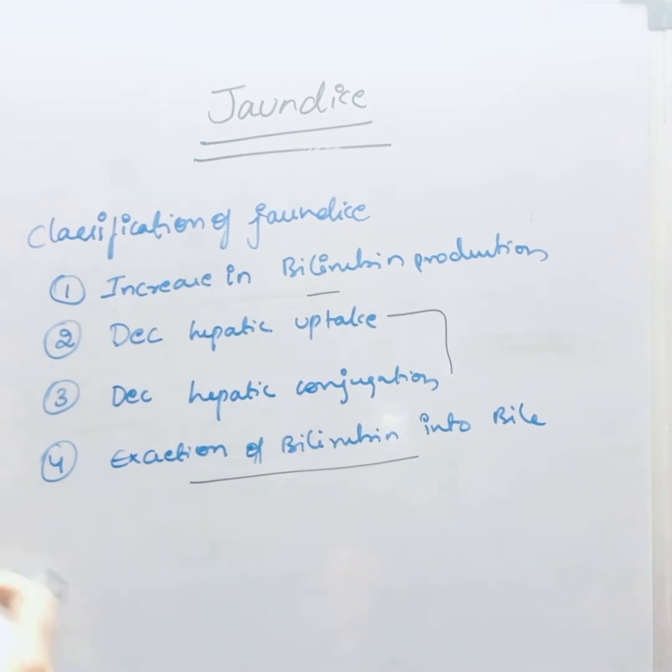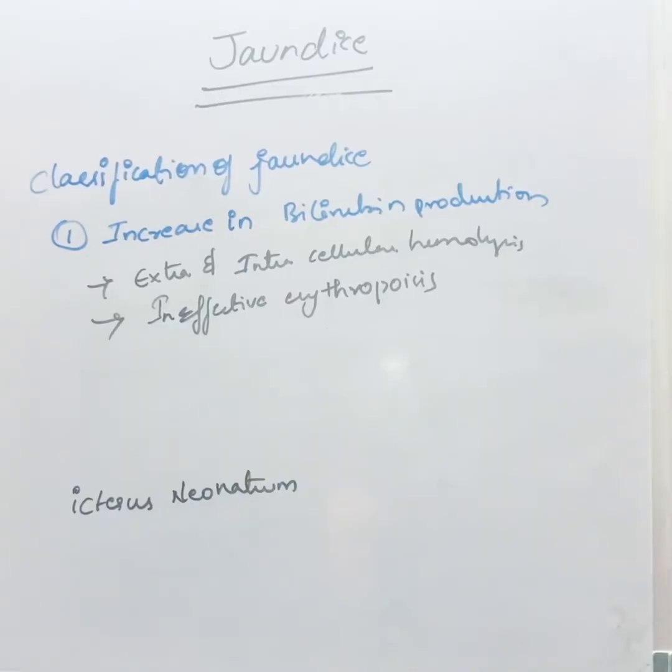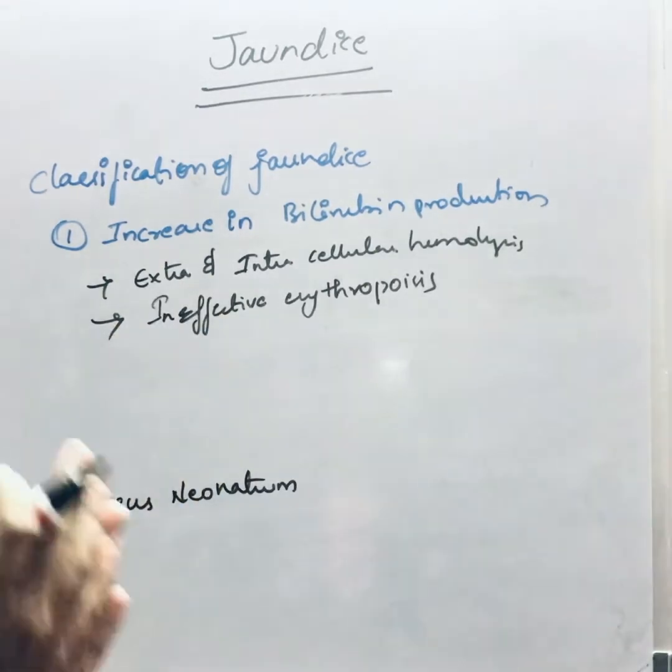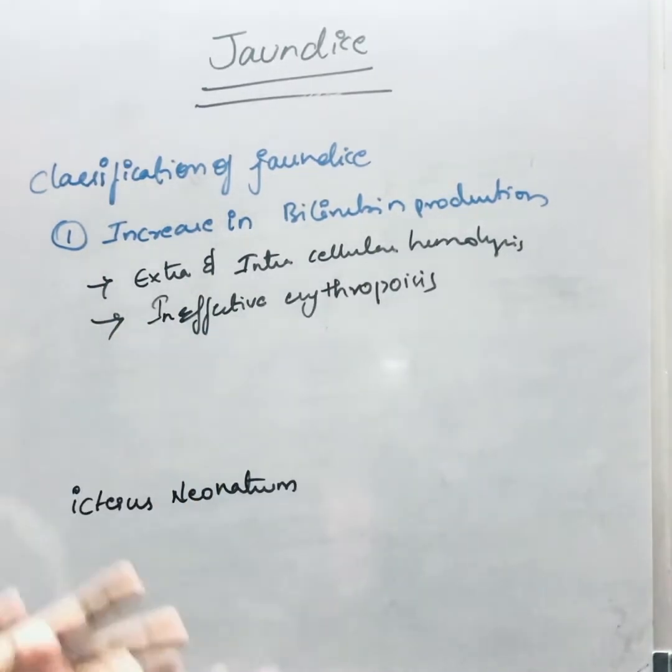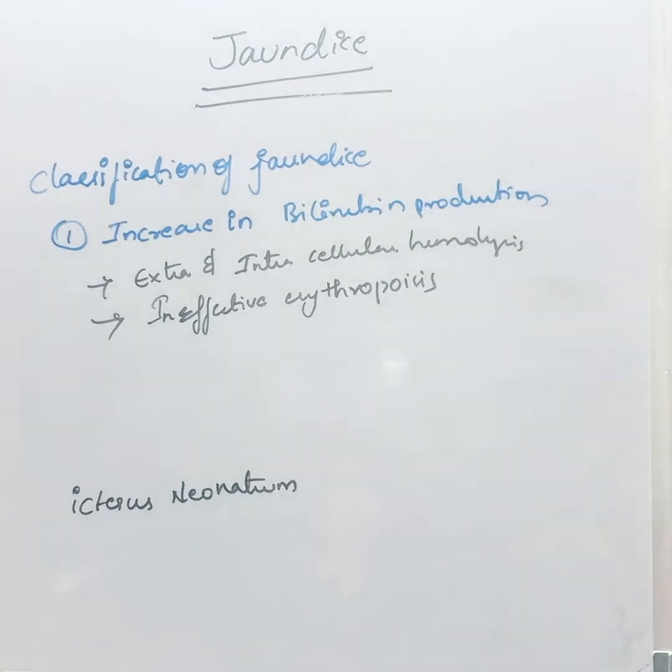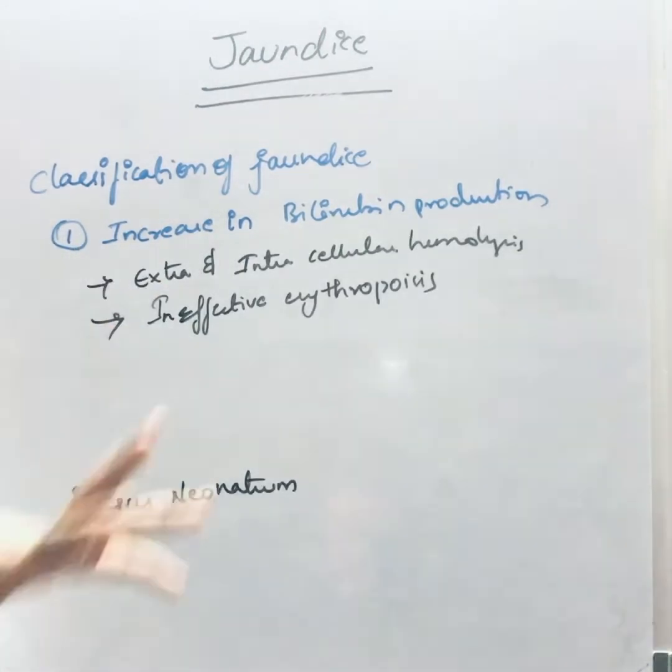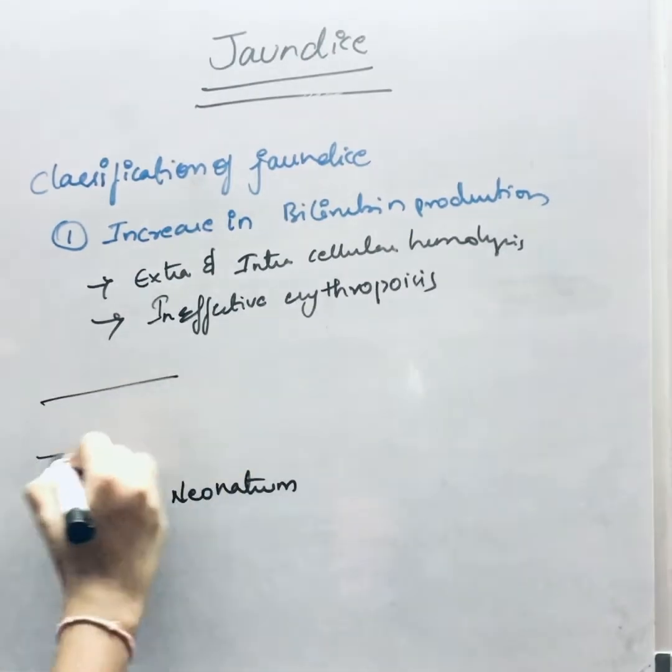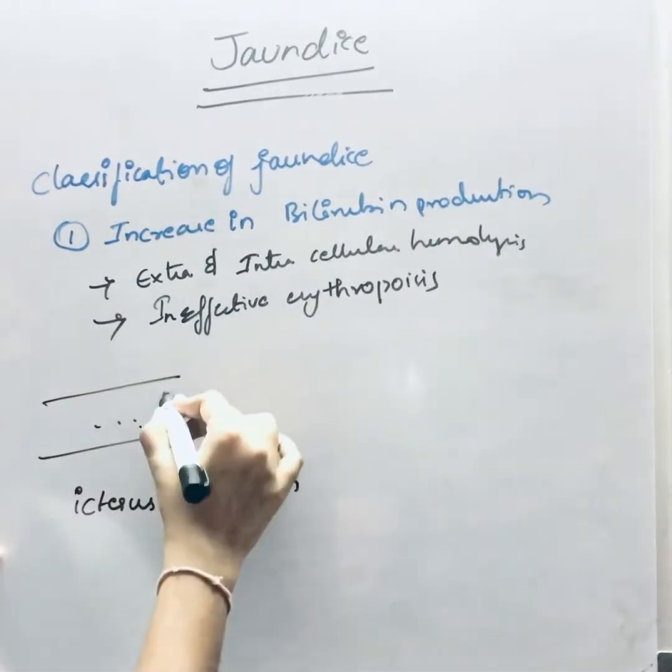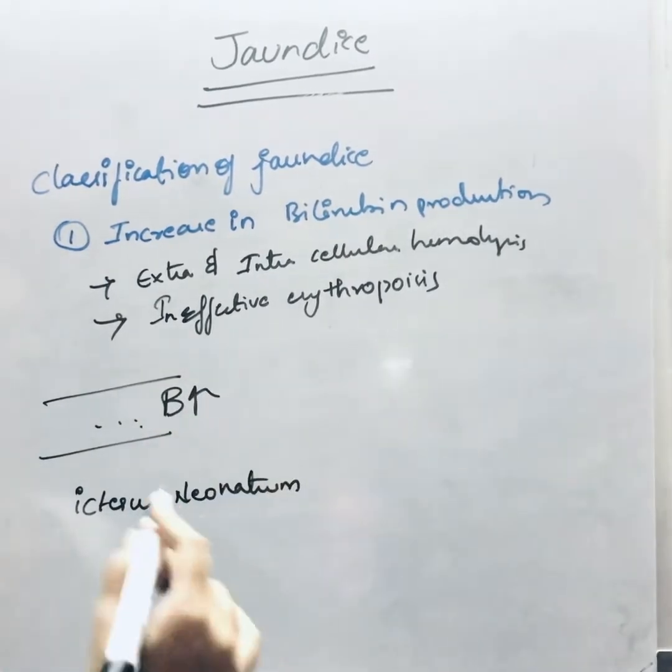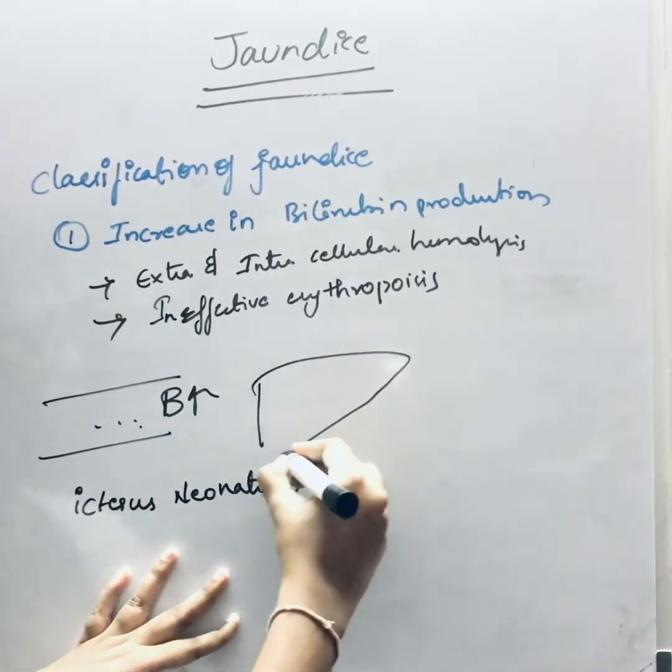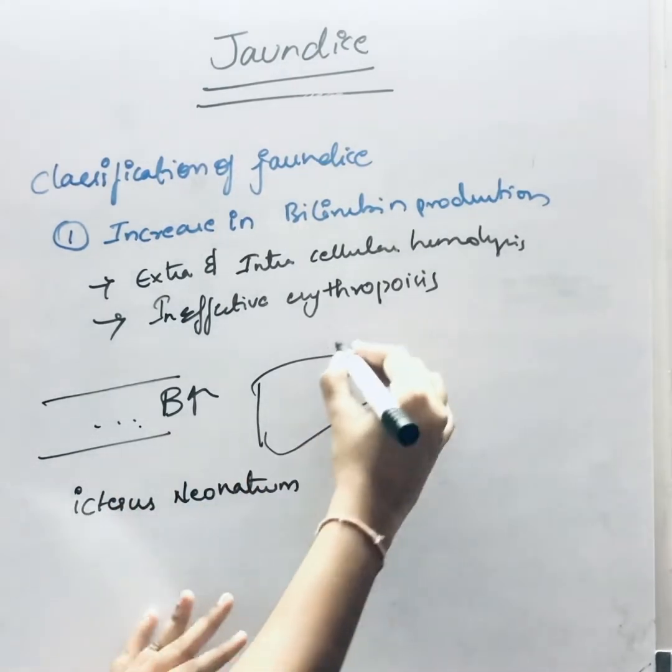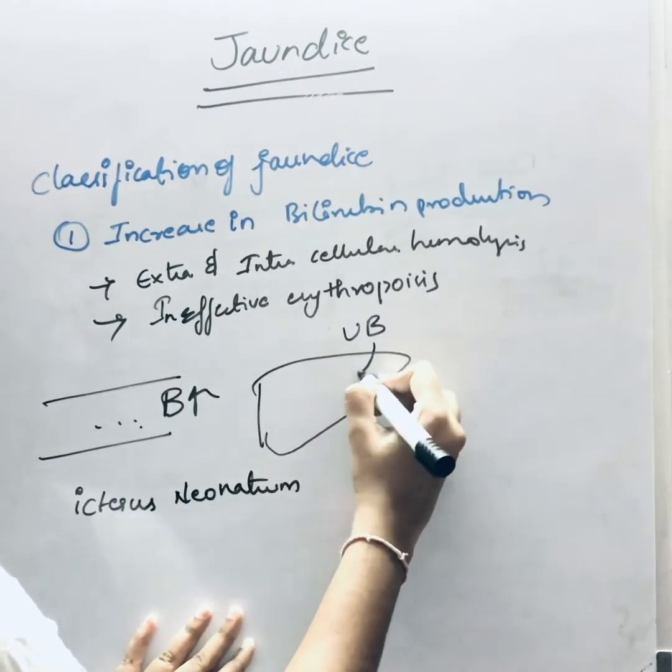Okay. Now we will learn in detail about each type. First one is the increase in bilirubin production. The causes for this are extracellular and intracellular hemolysis and ineffective erythropoiesis, which might cause an increase in the production of bilirubin, because the hemoglobin content in the blood is increased. Because of that, the bilirubin is also increased, but our liver doesn't have the capacity to convert the unconjugated bilirubin to a conjugated form.